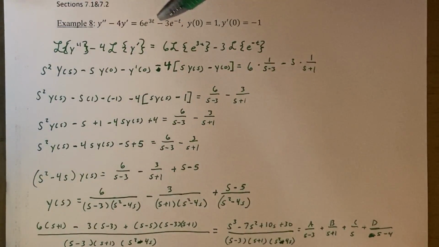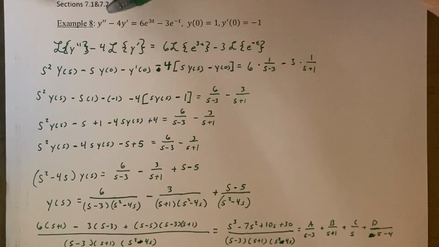And what we're going to do is use Laplace transform to solve a second order differential equation. So here we have example 8, y double prime minus 4y prime is equal to 6e to the 3t minus 3e to the negative t, where our y of 0 is 1 and our y prime of 0 is negative 1. So we're going to go ahead and do our first step.